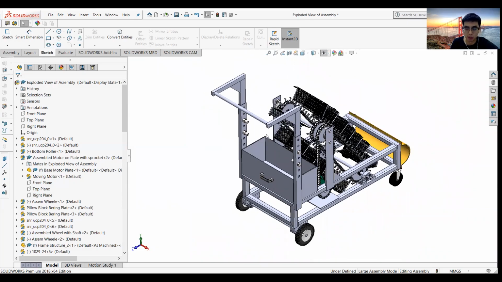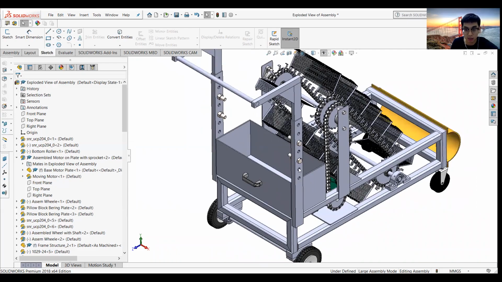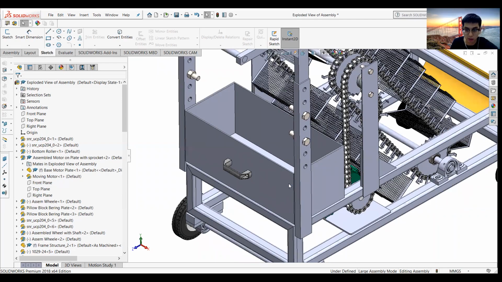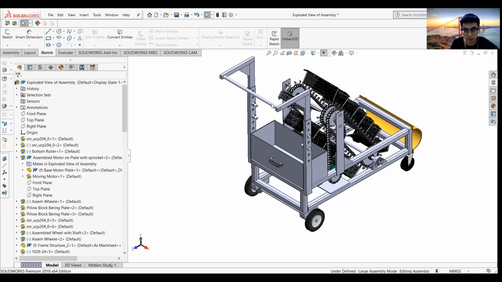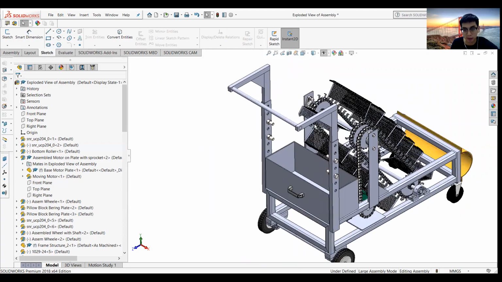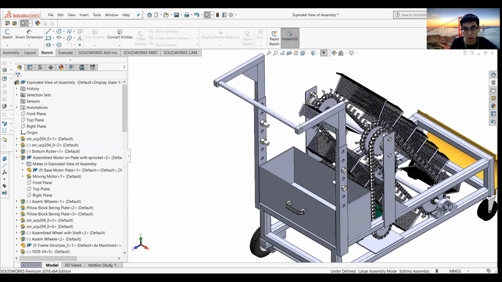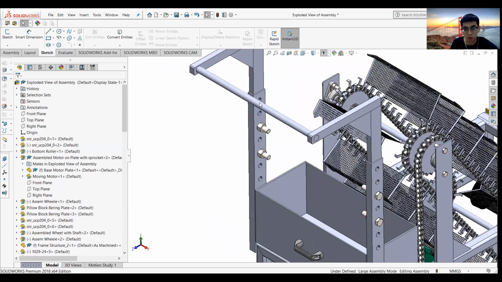Also, we come to the handle. So this is the design of the handle of our beach cleaning machine. As you can see, this is what I call the handle support. The handle support is being welded onto the container and the frame. And this handle can be adjusted according to your preferred height by adjusting the holes.